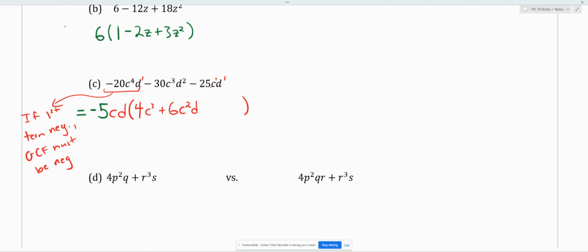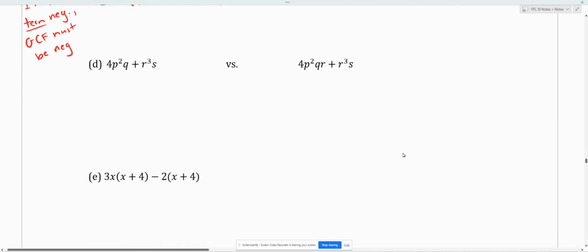Negative 25. Here's the other way. Negative 25 divided by negative 5 gives you positive 5. Okay, and I've factored out the C, factored out the D. There are no variables left over. Let's fix this, and I don't need my bracket that far away. And we're all done. So the main difference here, I made it green just to highlight, is that you must pull out a negative because the first term is negative.